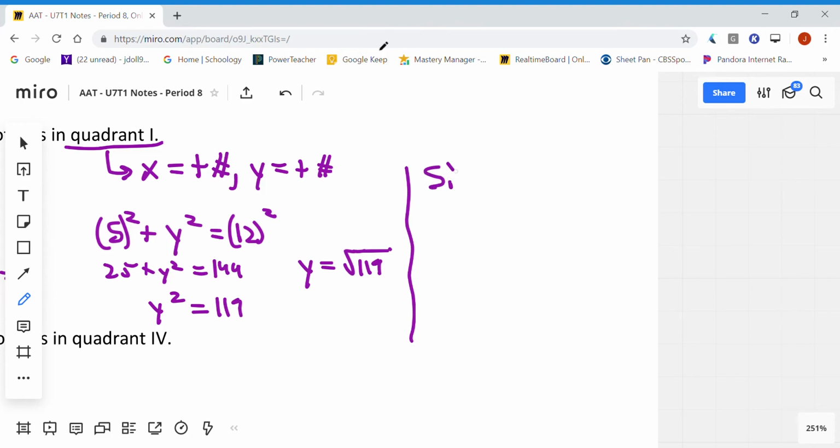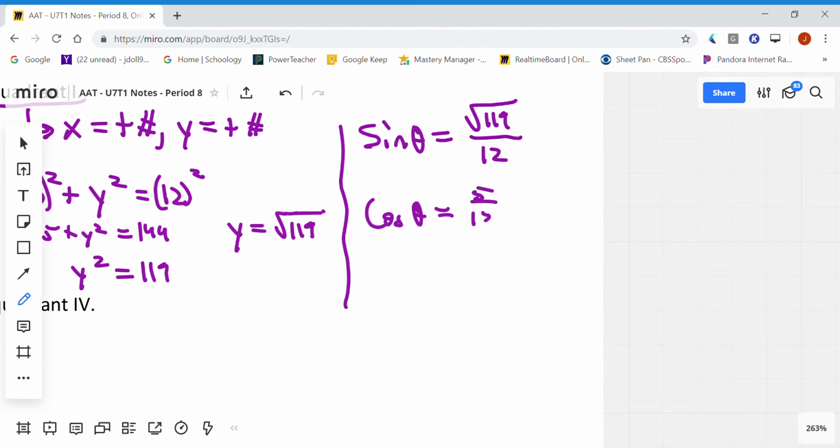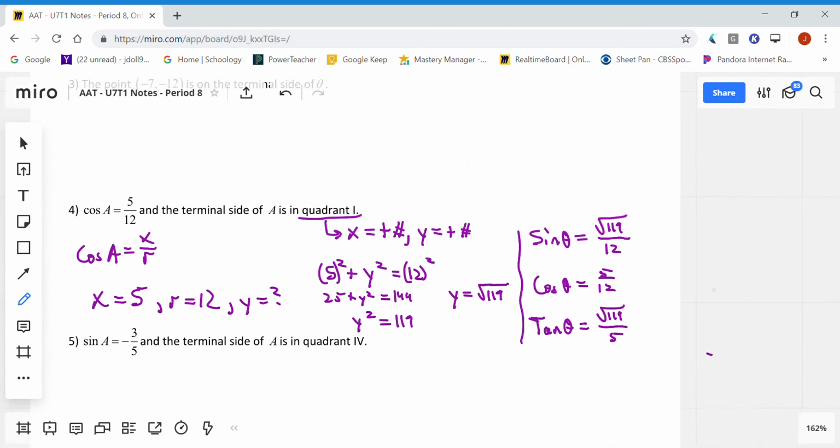So now again, let's just come to our angle measures here. Sine is square root of 119 over r, which is 12. Cosine is x over r, which we saw was 5 over 12. And our tangent is y, square root of 119, over x, 5.